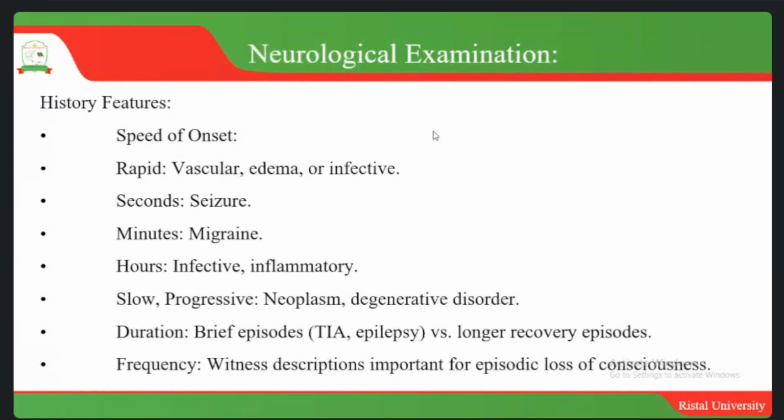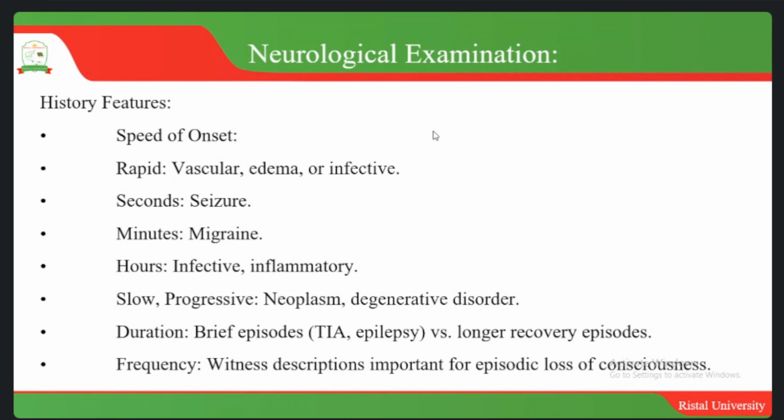So here we are looking at the neurological examination. How do you examine your patient neurologically? And here we have first to look at the history features, the speed of the onset, the rapidity of the pain, and we look at the vascular, the edema, or the infectiveness of the pain. So we have to look at this, and this can help us also to understand the cause and the kind of condition that the patient has.